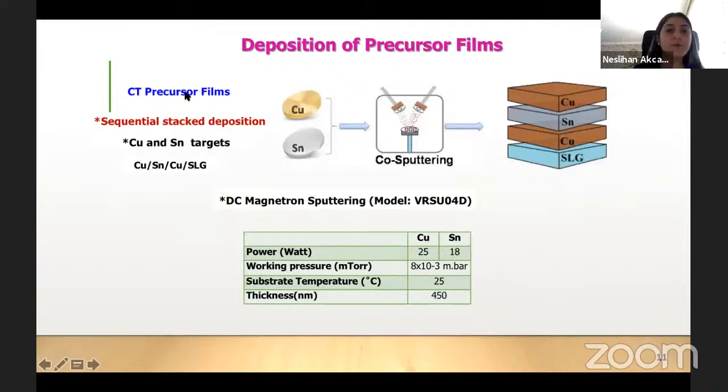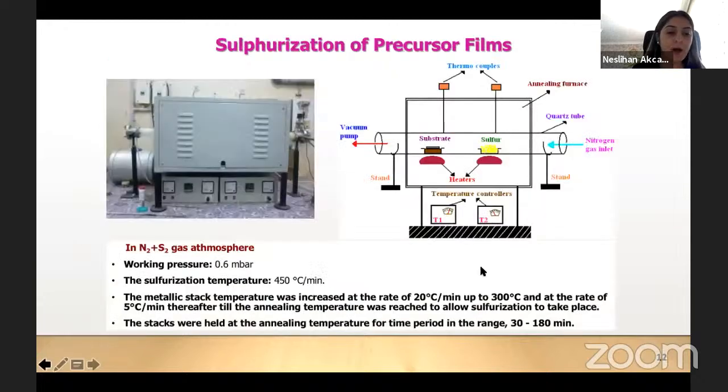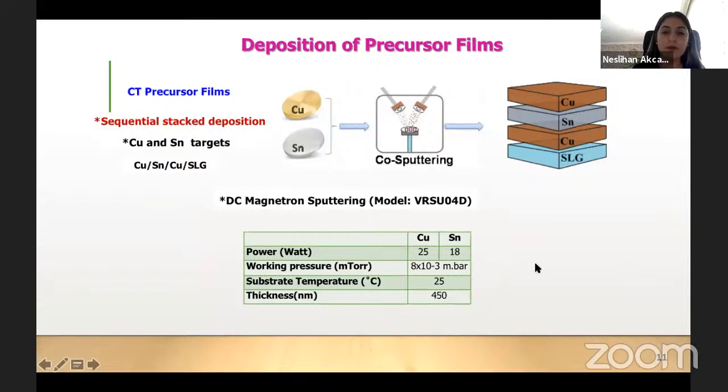In our study, we used the DC magnetron sputtering method to produce precursor films. As you see, we used the co-sputtering technique, and we formed a sequential stacked deposition. Here you see copper, tin, and copper, and here you see the deposition parameters, and the thickness was about 600 nanometer.